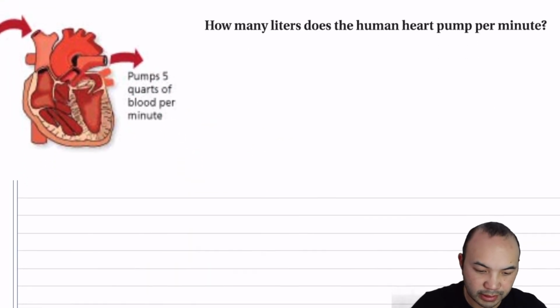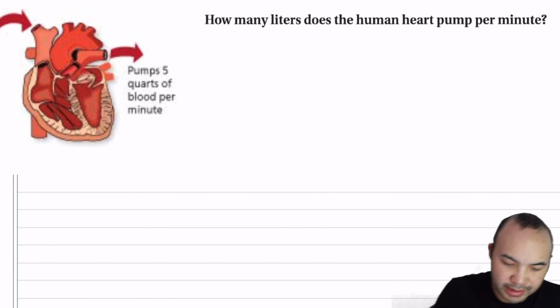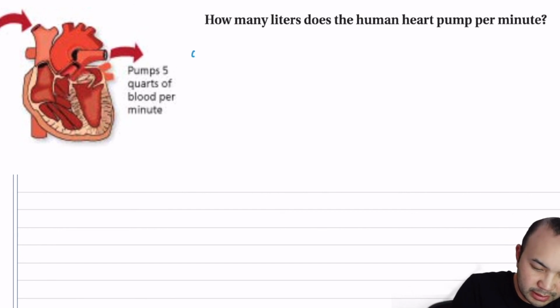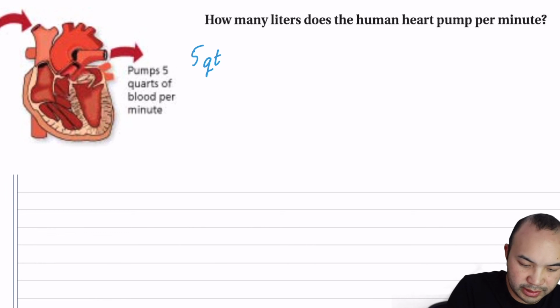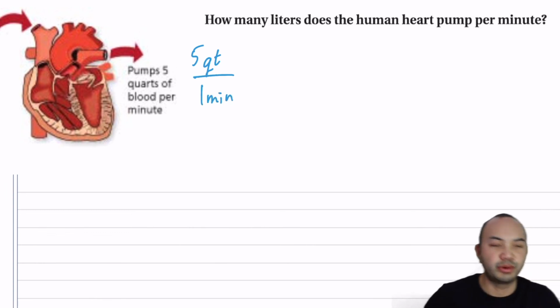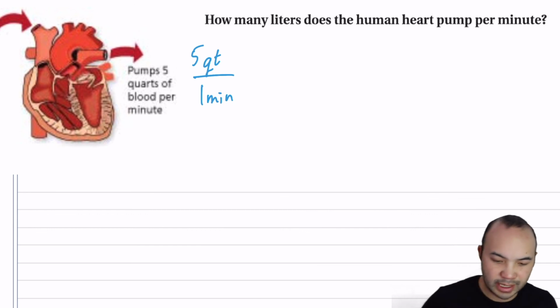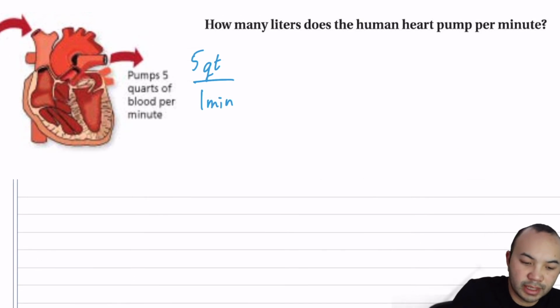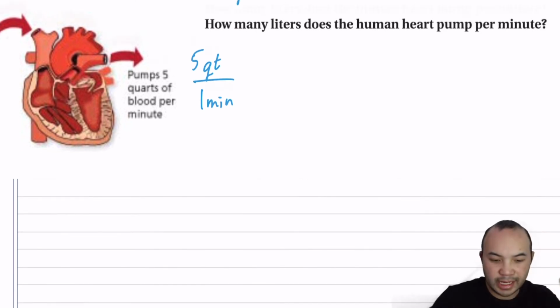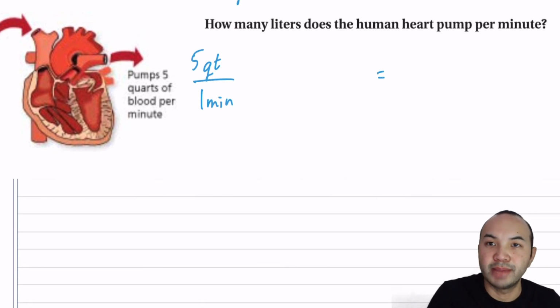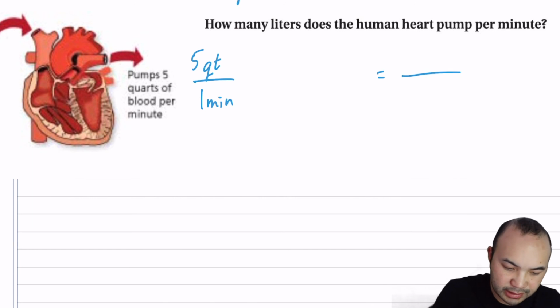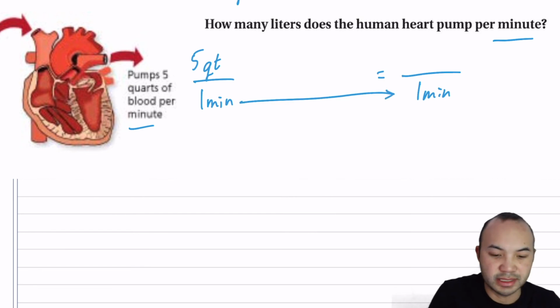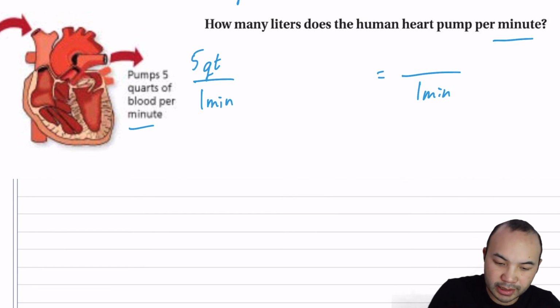Okay, last example here. How many liters does a human heart pump per minute? Right here, it says it pumps 5 quarts of blood per 1 minute. Per minute means per 1 minute, right? Now it wants you to say how many liters. So now I have to figure out how many liters are in a quart. If you did not know, it's 0.95 liters is equal to 1 quart. Now I can make my magic 1 here. I still want it per minute, so I'm going to put 1 minute on the bottom, and the bottom stays the same. I don't have to change anything. Great. And now it says how many liters.